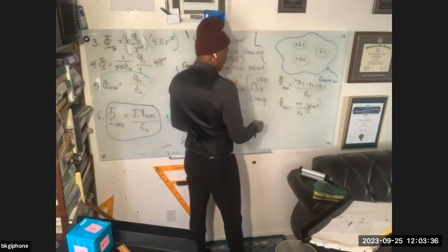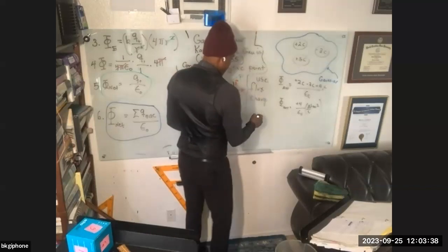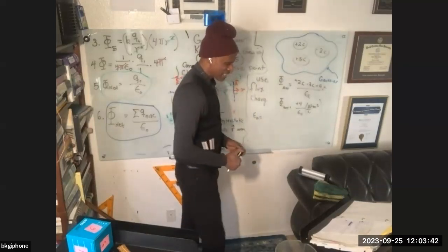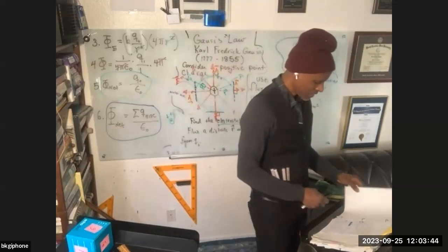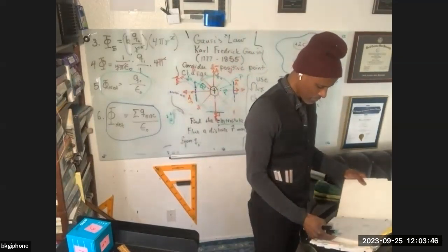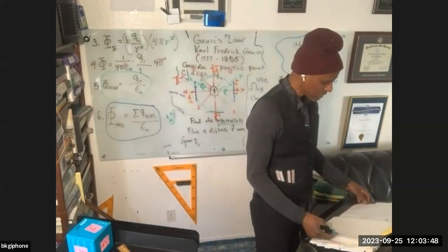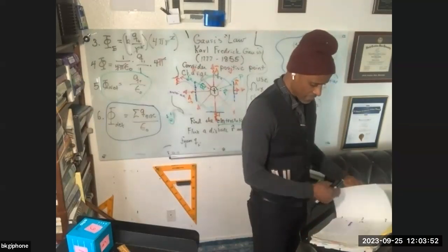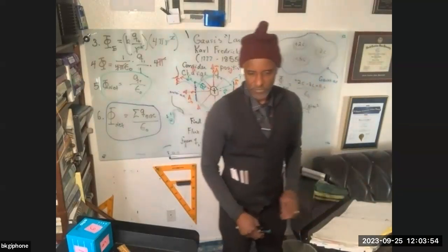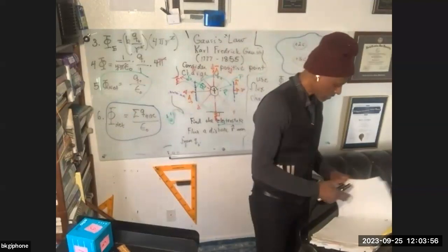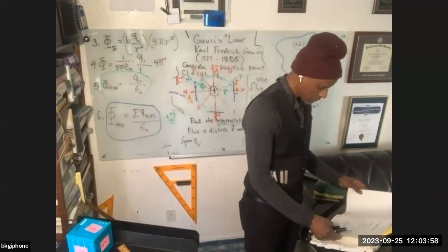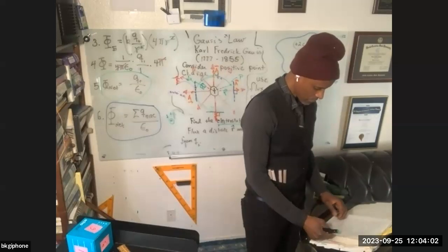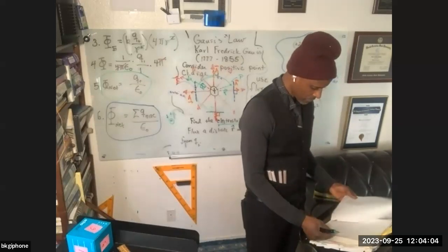Like for epsilon naught, what do we say epsilon naught is? It's 8.85 times 10 to the negative 11, or no, yeah, because K sub E is 8.99 times 10 to the 9. Epsilon naught is something like that. Let me just do my notes here.